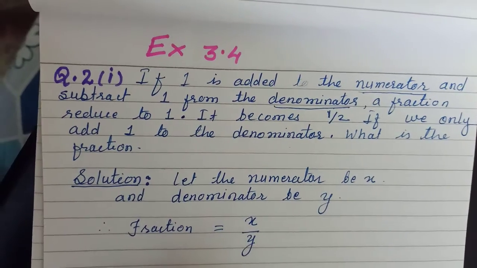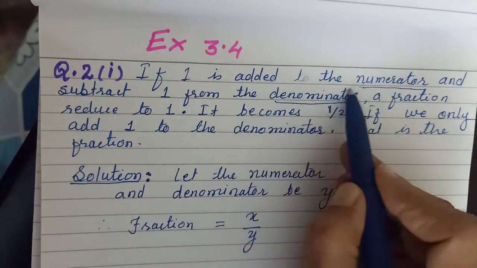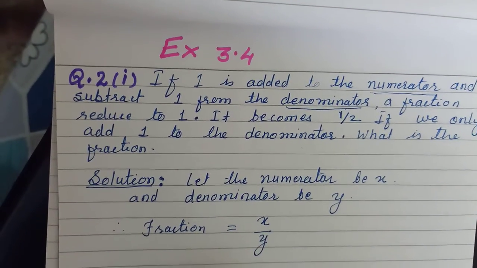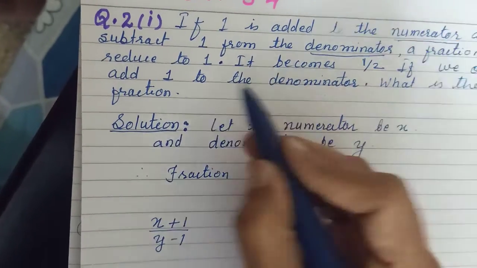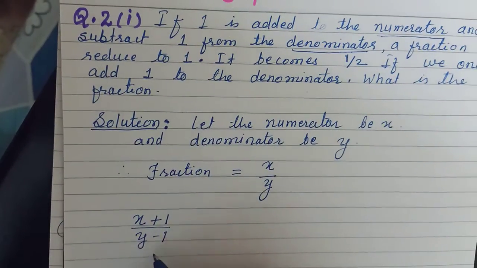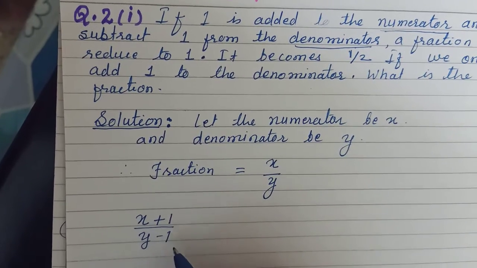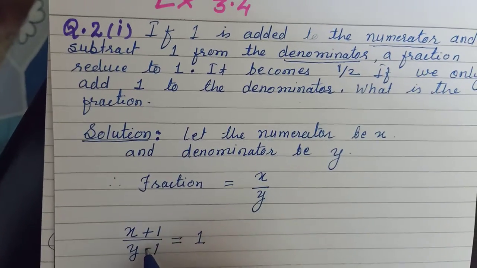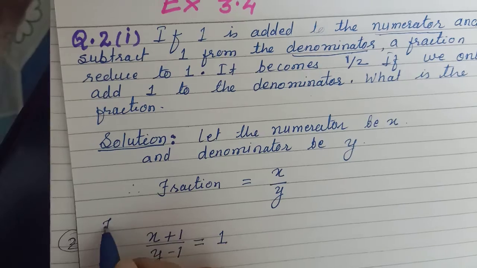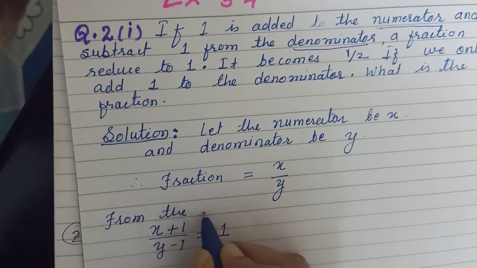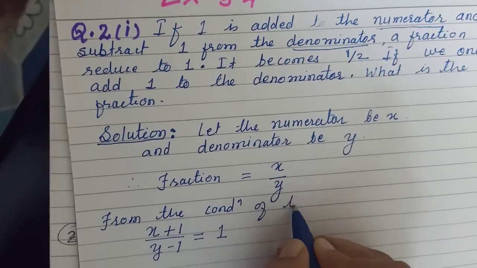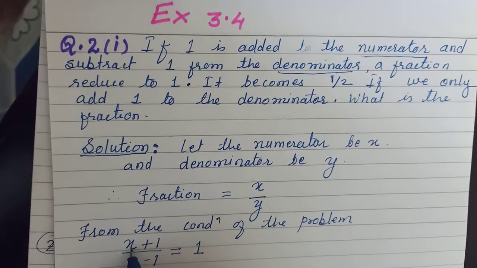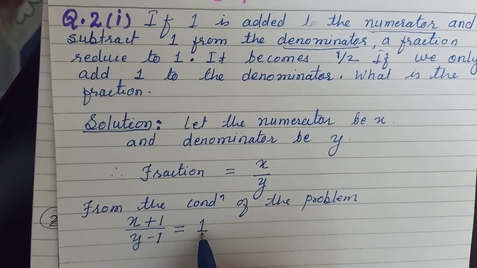But the condition here they have told is that if 1 is added to the numerator and 1 is subtracted from the denominator, the fraction reduces to 1. Whatever the simplification of that fraction comes to after adding 1 to the numerator and subtracting 1 from the denominator, it reduces to 1. So this is the first condition. So we will write, from the condition of the problem, if 1 is added to the numerator and 1 is subtracted from the denominator, it reduces to 1.